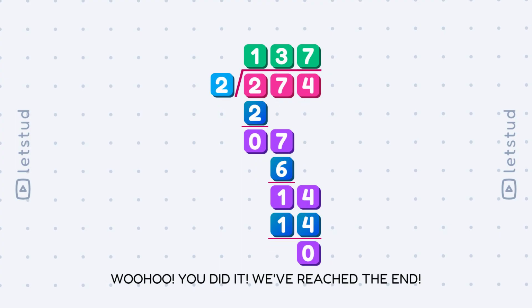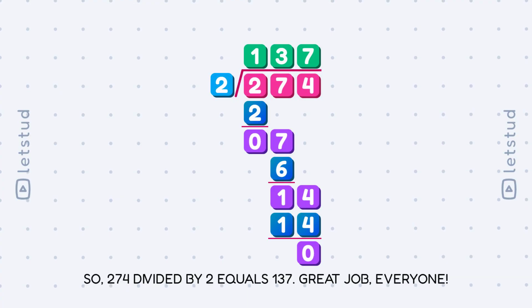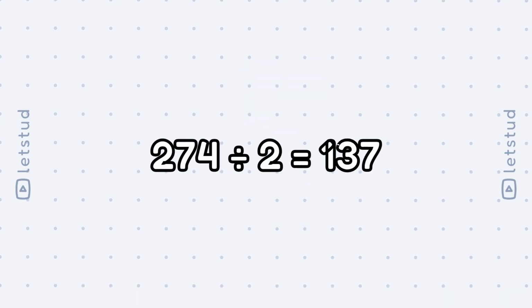Woohoo, you did it, we've reached the end. And that's the whole division, we're all done. So 274 divided by 2 equals 137. Great job, everyone. We've successfully divided 274 by 2, step by step. Remember, even big numbers can be tackled with a little patience and practice. Keep up the amazing work.